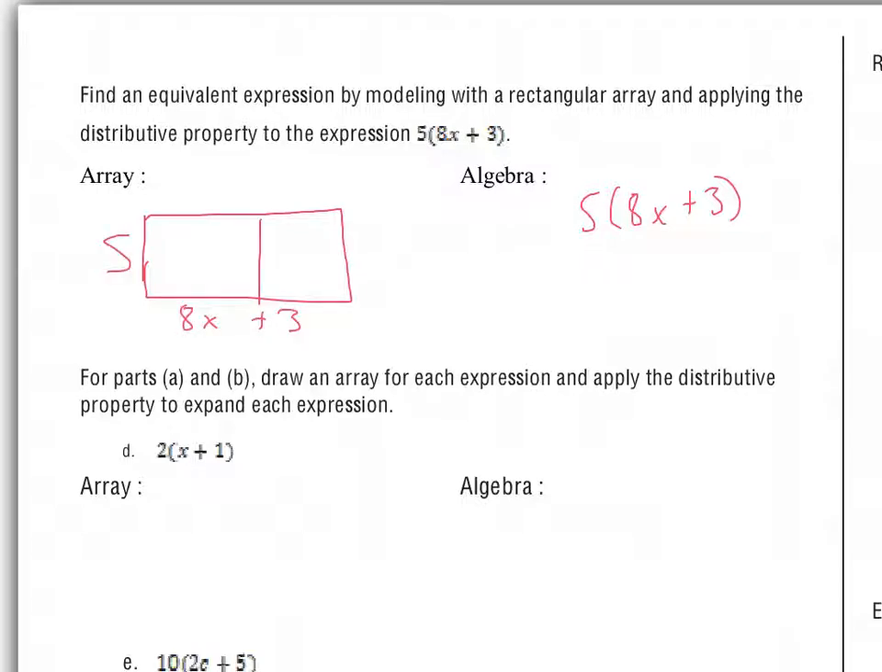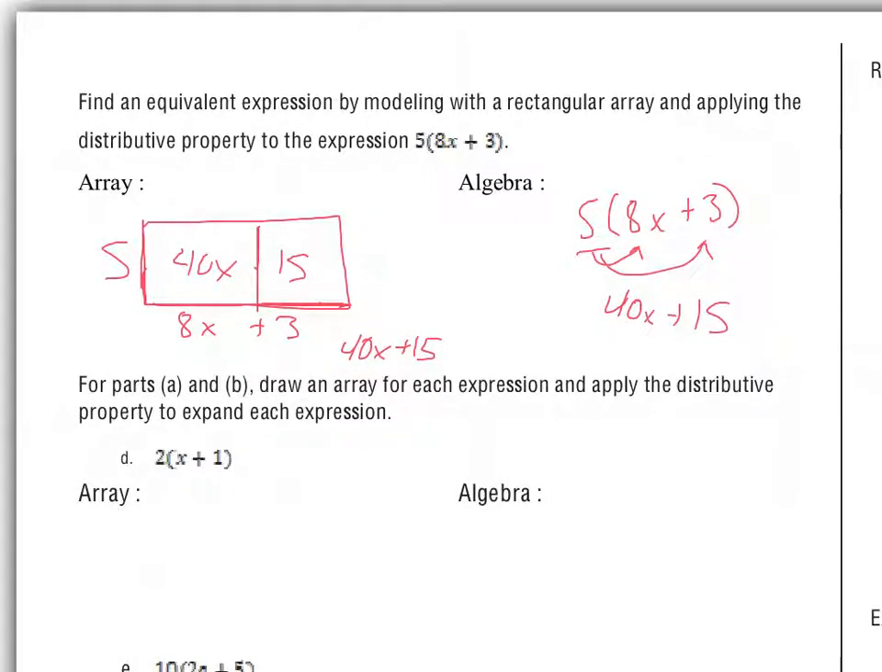So I've gone ahead and set up my array over here. On one side I have the 5, which is being multiplied by the length of 8x plus 3. So I've got my array broken down. The area of this one would be the 5 times 8x, which is 40x. And the 5 times the 3, so the length of this side is 5, this is 3, that's why the area of this particular portion is 15, and so we would get the expression that the area, or the multiplication of these two things, is 40x plus 15.